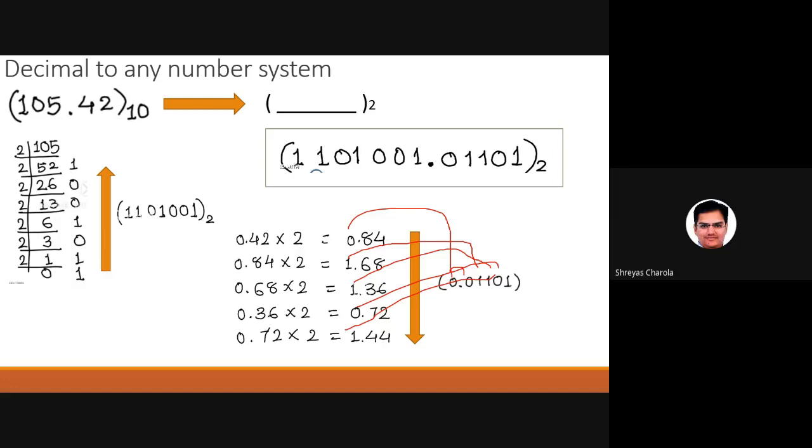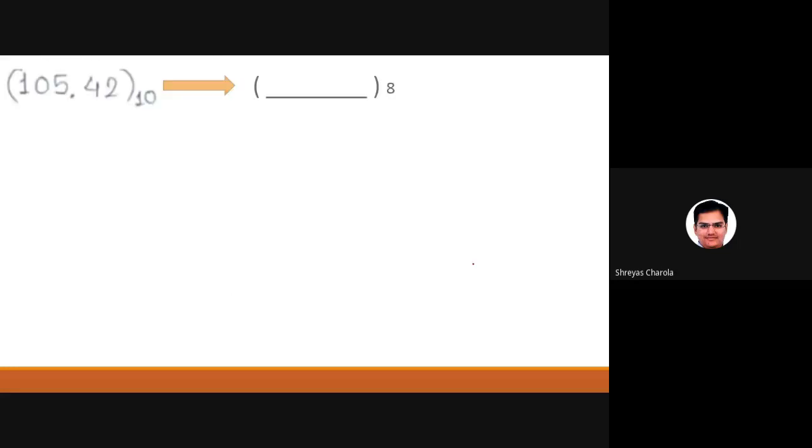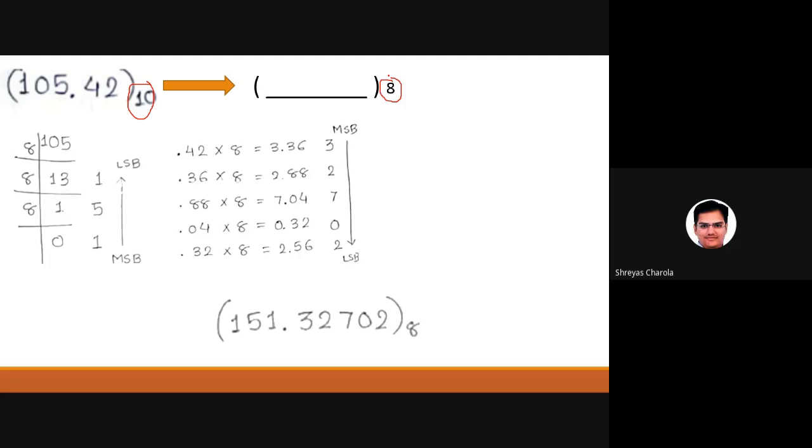So how many students have written the same answer? So most of the students. Good, very good. Now let's suppose if I have this number, we need not solve it, but what is the concept over here? Here is a decimal and here the number is octal. So what do you need to do? Instead of dividing by 2, you need to divide it by 8. Okay. So here that gives you the data.